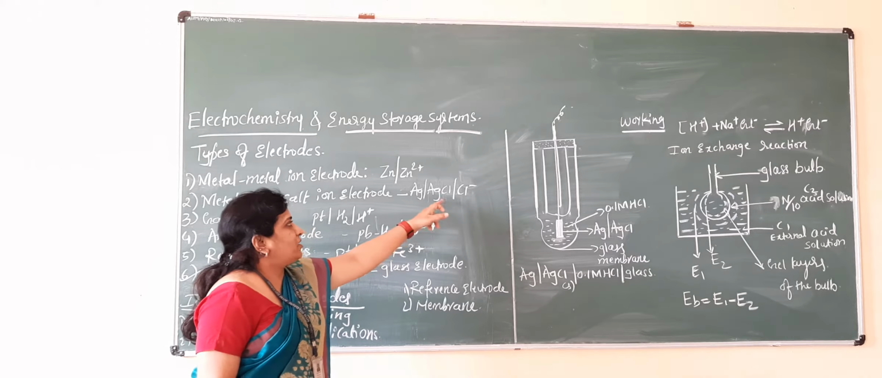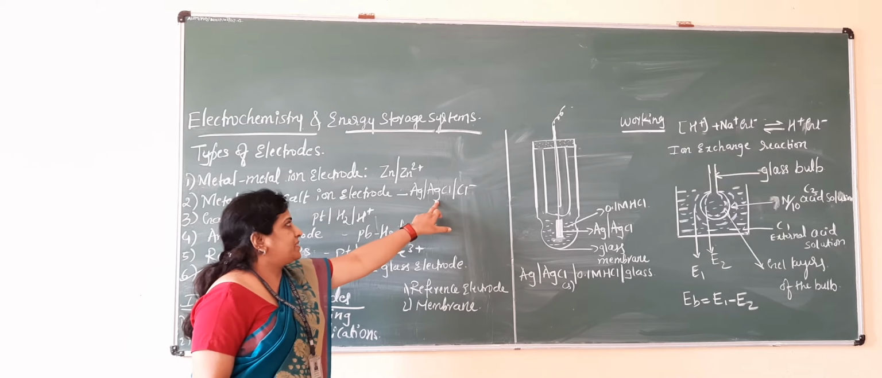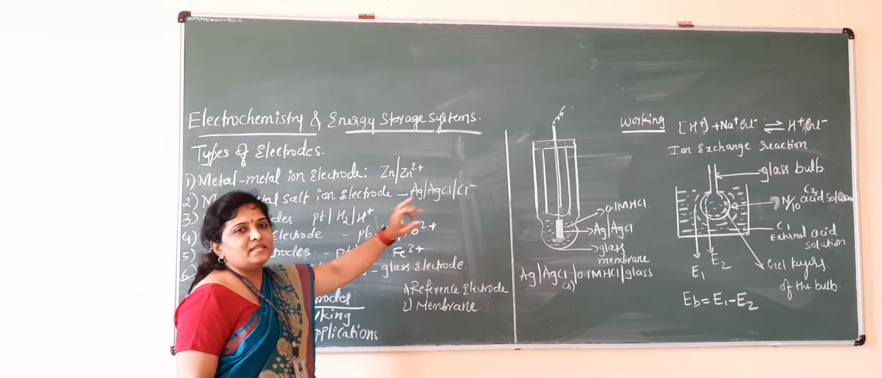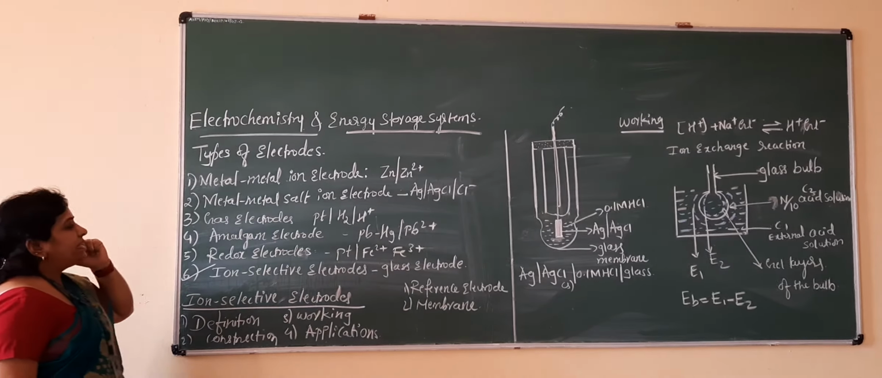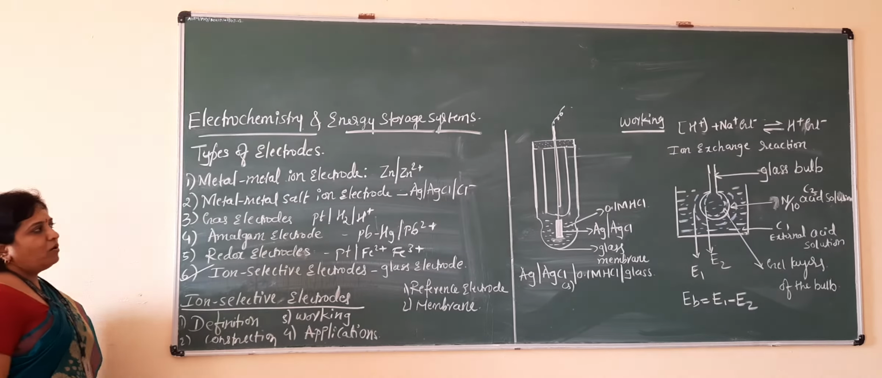So Cl minus is in contact with this one. This electrode can be represented like this: Ag, AgCl and Cl minus. So this is the metal salt ion electrode. Also we can give examples.